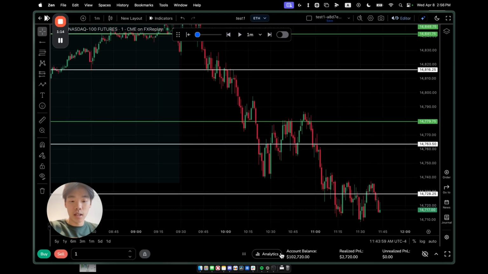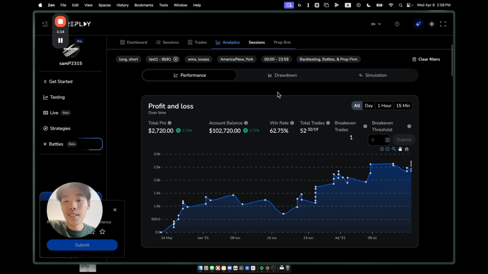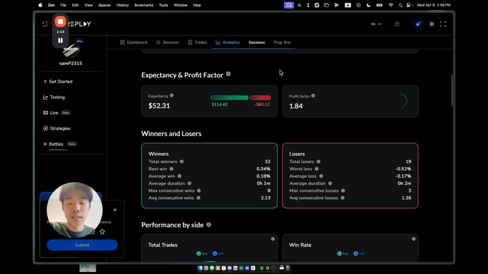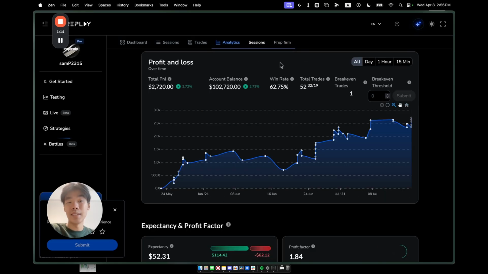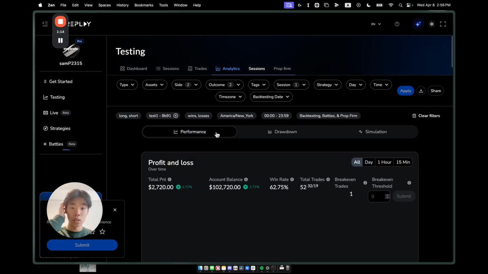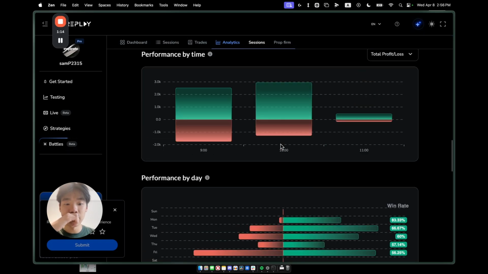All right, let's check the stats here. Let's go to the analytics. 62.75% win rate, which is less than before, but at least we're still at 60. Ideally, I want to be in that mid 60s win rate, so it kind of sucks to see that we're a little down. We were at 67 before, but it's good that we're still above 60%.